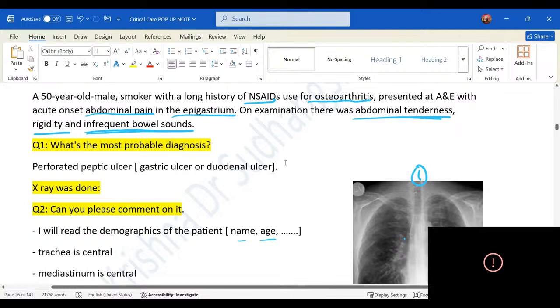As the patient is a smoker and chronic NSAID user for osteoarthritis, and now has acute onset of abdominal pain and abdominal tenderness, I will suspect it is a perforated peptic ulcer.